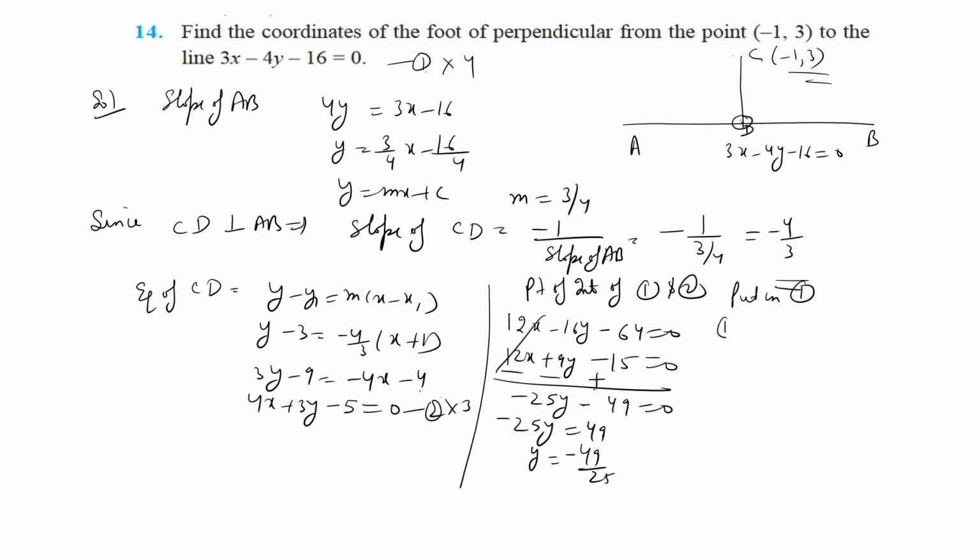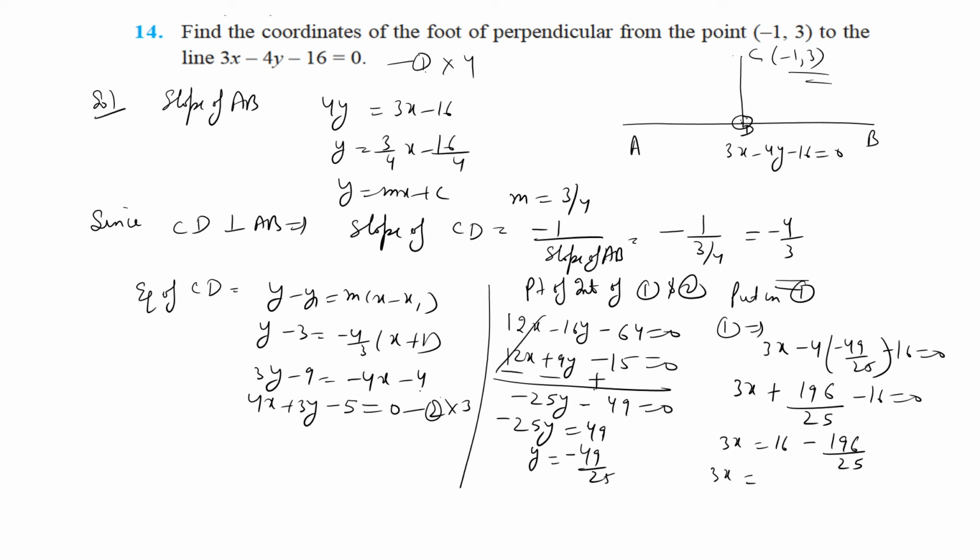So 1 will imply 3x minus 4 minus 16 equal to 0. 3x plus 196 upon 25 minus 16 equal to 0. So 3x is equal to 16 minus 196 upon 25. So 3x is equal to 16 into 25, 400 minus 196 upon 25.